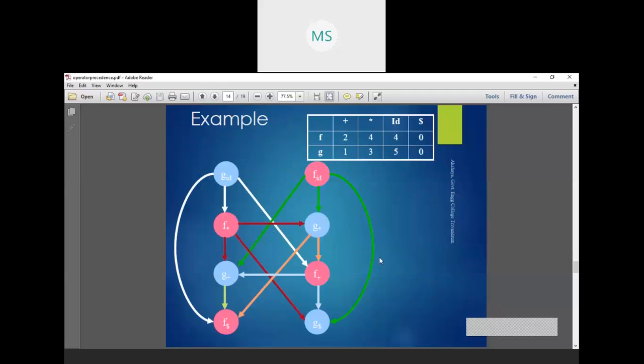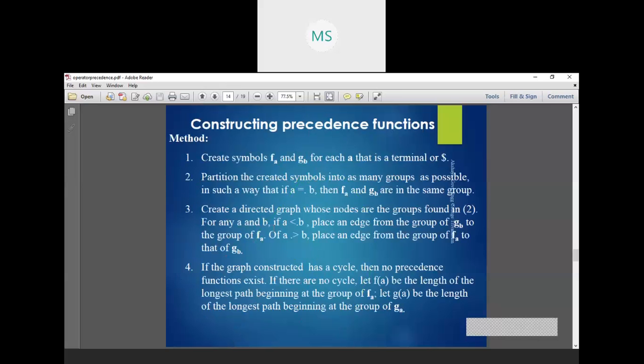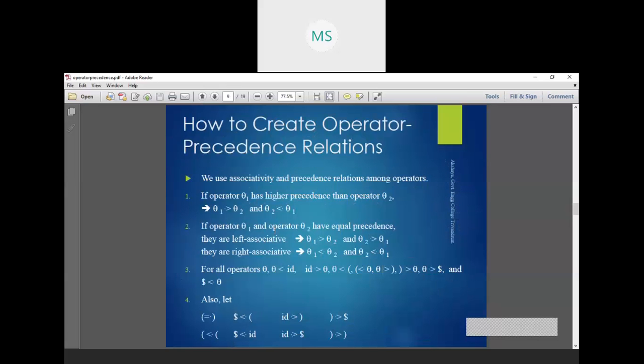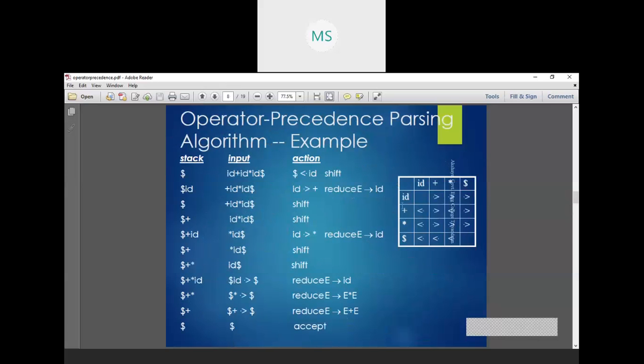As per the rules I showed, you should first write all the nodes, whatever operators there are. I have only a few operators: identifier, plus and star, then dollar, which I wrote. Now start writing the edges. How to write the edges? You should take the precedence table. Is there any edge between id and id? Assume this is an f and this is a g. F of id to g of id, there is no edge. No need to write any arrow mark.